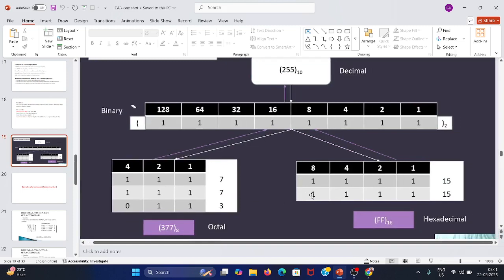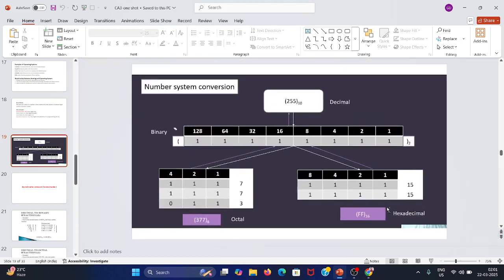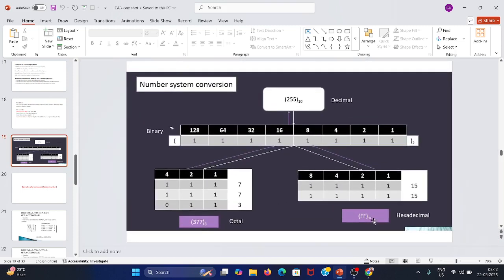In the case of hexadecimal, it is simple. What is the base? 16. So we have to take 4 boxes, since 2 to the power 4 equals 16. So I have simply added another digit here: 2 to the power 0 means 1, 2 to the power 1 means 2, 2 to the power 2 means 4, and 2 to the power 3 means 8. As we have to take 4 boxes, I have taken this number up to 8.